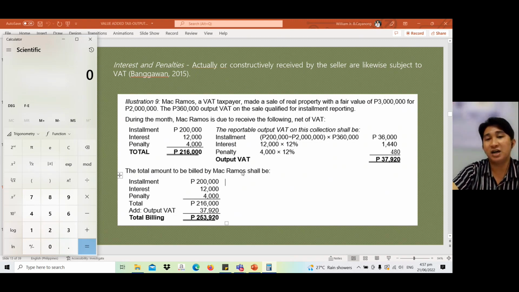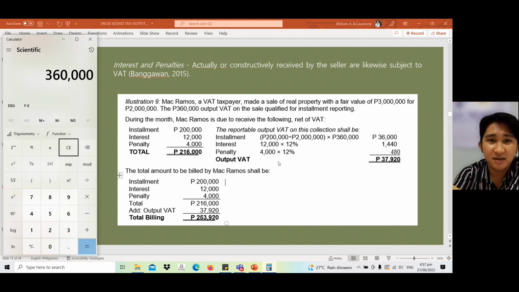Ngayon, kuha muna tayo ng output VAT. Diba? The output VAT is yung installment natin, the interest, and the penalty. So, sir, meron po kasi tayong 360 VAT. Okay, output VAT. And then, qualified po siya for installment reporting. So, paano nga natin kukunin yung proportionate natin dito? Actually, mag-prorate tayo. Magkano bang installment payment niya? 200,000.